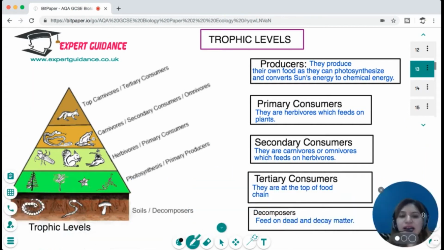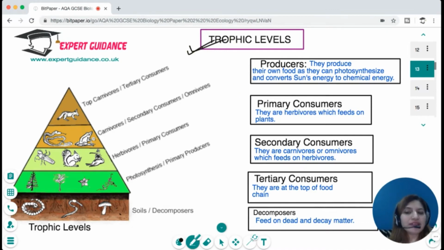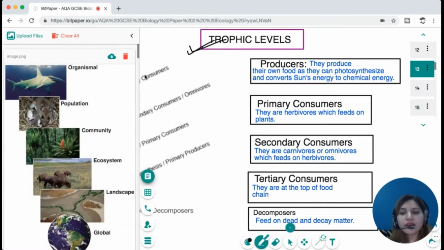Now let us come to a very important concept of trophic levels. Now, what are trophic levels? Trophic levels are the different levels of the food chain, and the food chain always starts with the producers.